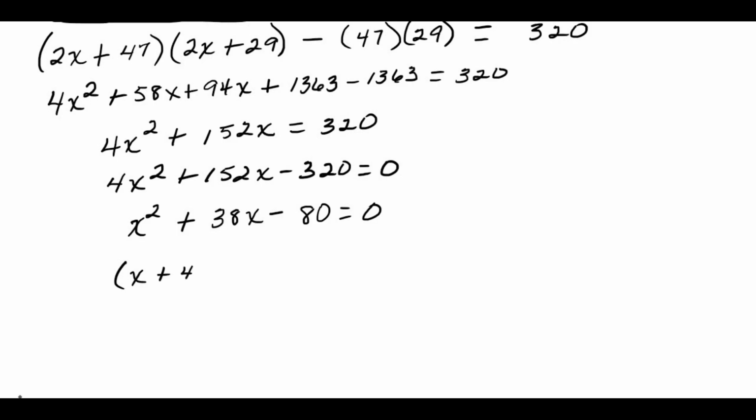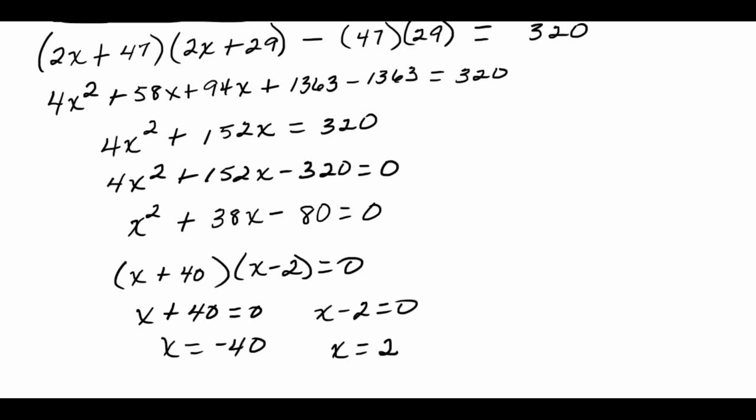This can easily be factored: x plus 40, x minus 2, set each factor equal to 0, and solve. So I get x to be negative 40 or x to be positive 2. But remember that x is standing for the length, and length can only be positive. So my answer is 2 feet.